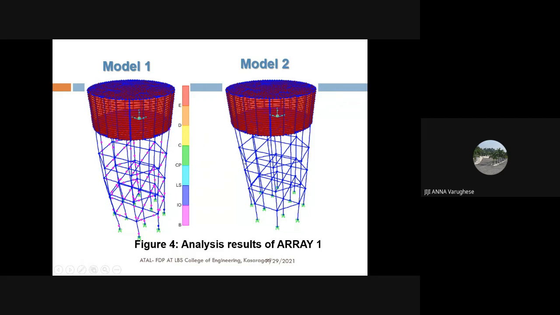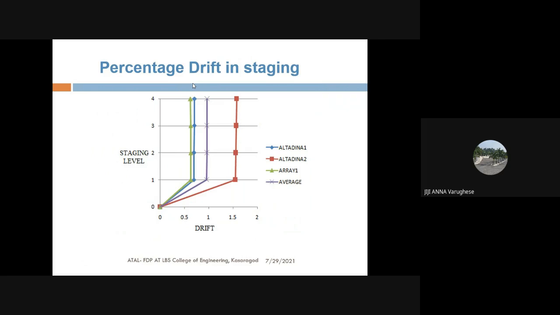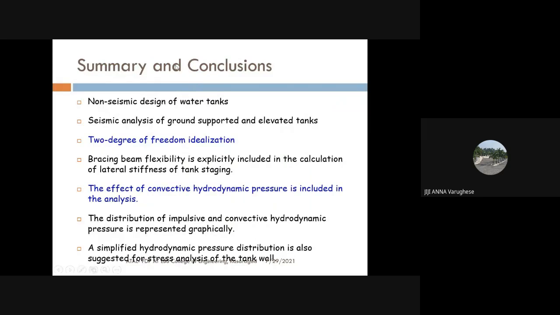And if we are observing any undesirable damage, we can redesign that component, and then again we have to do a time history analysis to see that the undesirable performance is avoided. In that case, we can arrive at a safer design for the water tanks, both elevated as well as ground supported tank. So in order to conclude, I will give a summary of what we had seen till now.